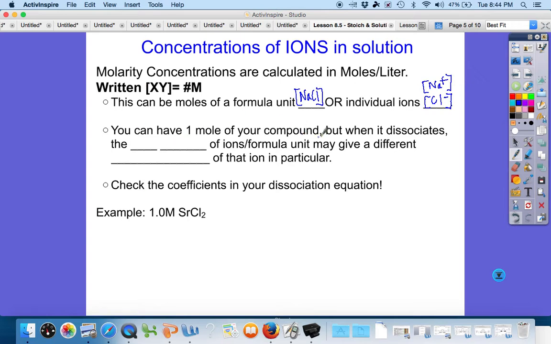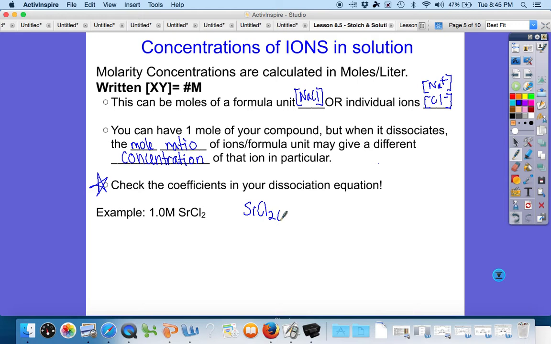So you can have 1 mole of your compound, but when it dissociates, the mole ratio of your ions to formula units may give you a different concentration of that ion in particular. So you need to check the coefficients in your dissociation equation. So whenever we're trying to find the concentration of our ions, we always want to do the dissociation equation.